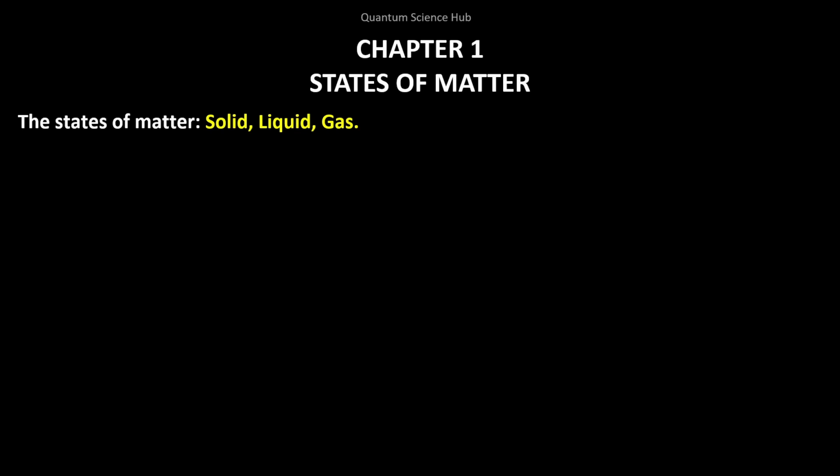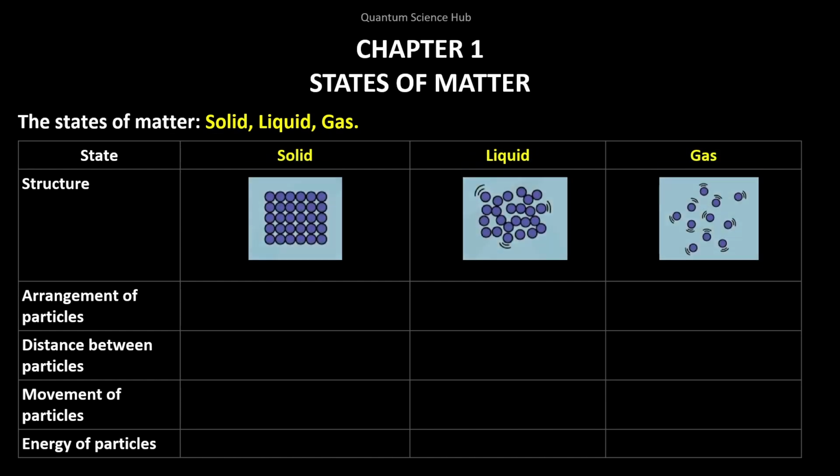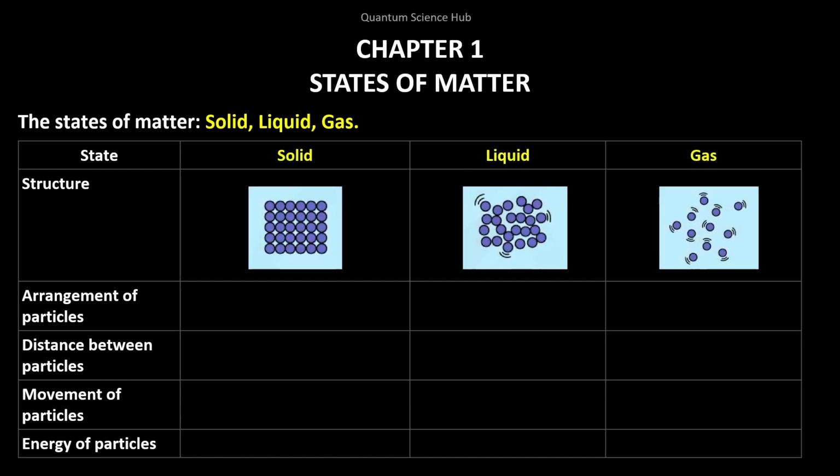Now, let's discuss the characteristics of solid, liquid, and gas from this table below. So this is the structure of solid, liquid, and gas. Then how about the particle arrangement? As you can see, the particles in a solid are in a straight, regular arrangement. Every particle in a solid is very neatly arranged next to one another, while in liquid and gas, the particles are randomly arranged.